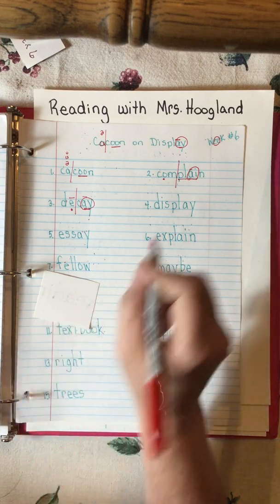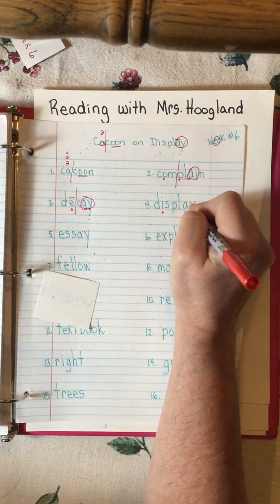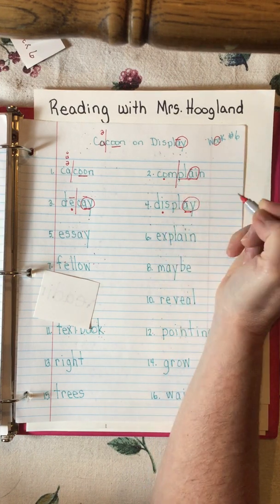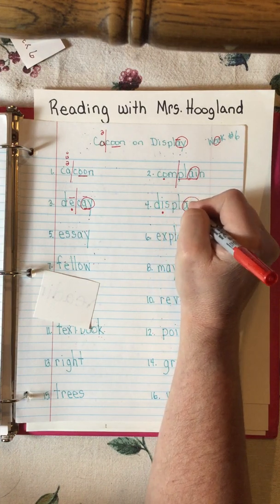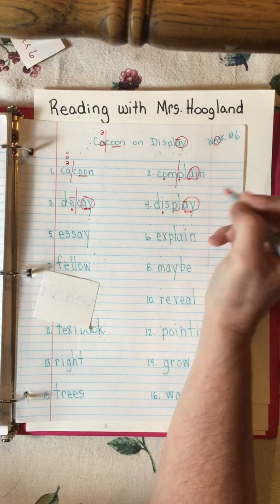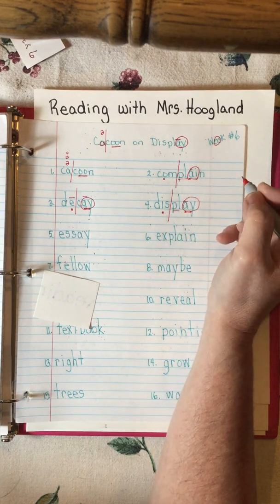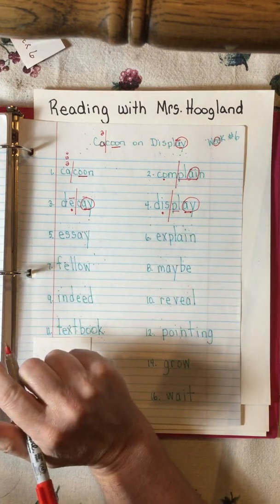The next word, I have a vowel, and then I have two vowels beside each other. I know that A-Y is a chunk, and it says A. Again, I have vowel, consonant, consonant, consonant, vowel. I know that P-L is a blend. Display. If you put something up on display, you want people to see it.